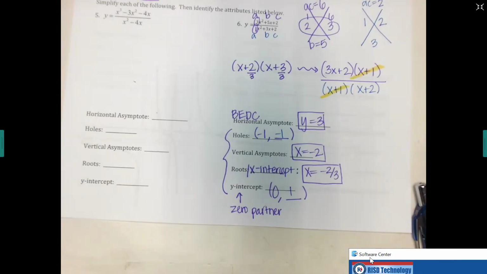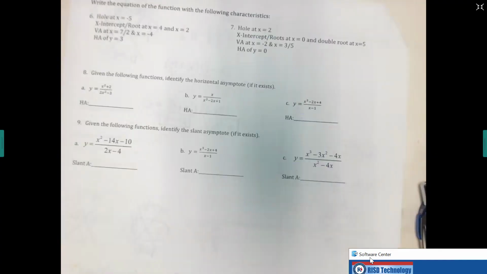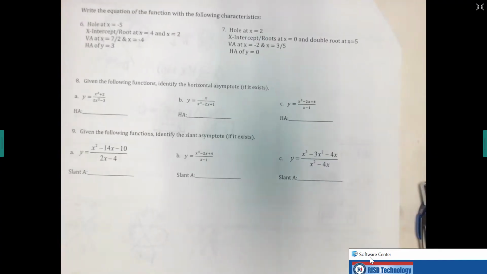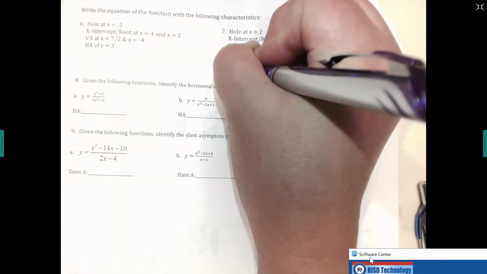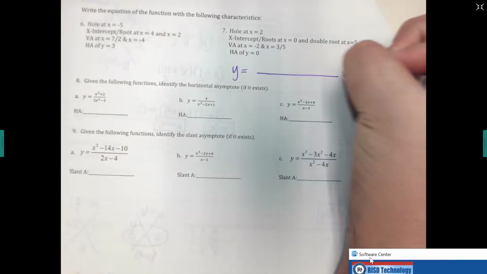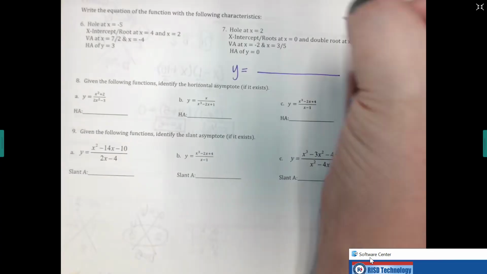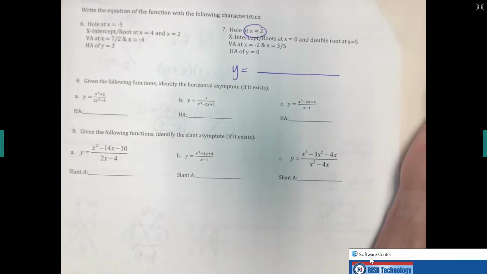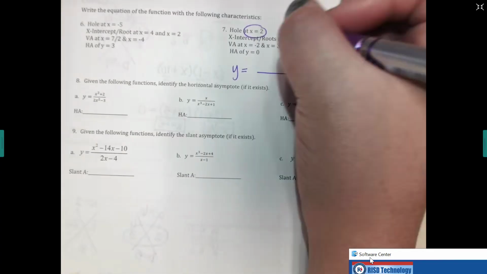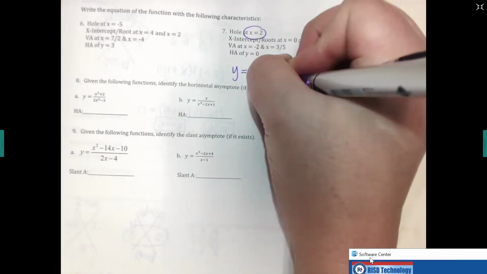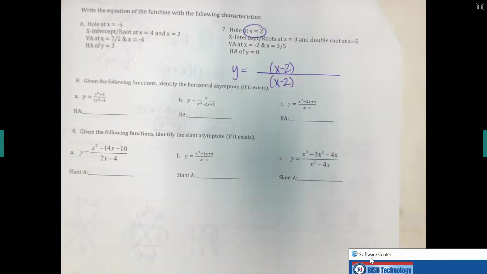Okay, so the easier part of your test should be writing equations where they just either give you a picture or list the characteristics. Let's do number 7. Okay, so it asks you to write an equation, so put y equals, and then we know that a rational is a big fraction. If I want to have a hole in the graph at +2, what would my parentheses have to say? X minus 2, and for it to be a hole, would it go top, bottom, or both? Both. So x minus 2 and x minus 2. Okay, remember holes have to be on both.